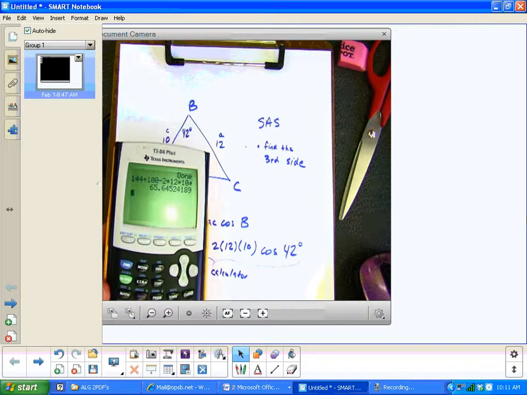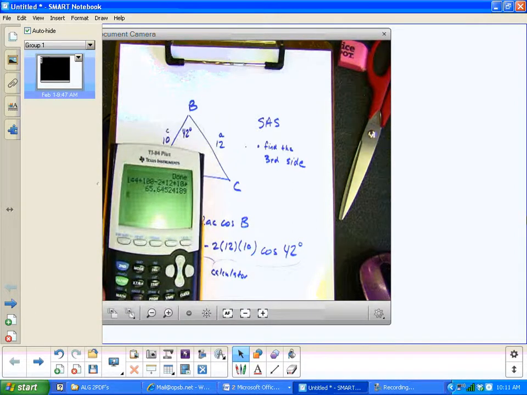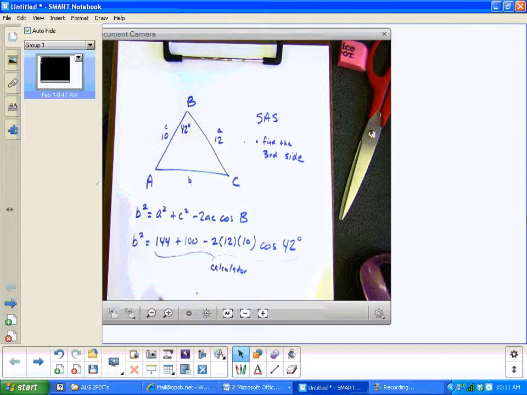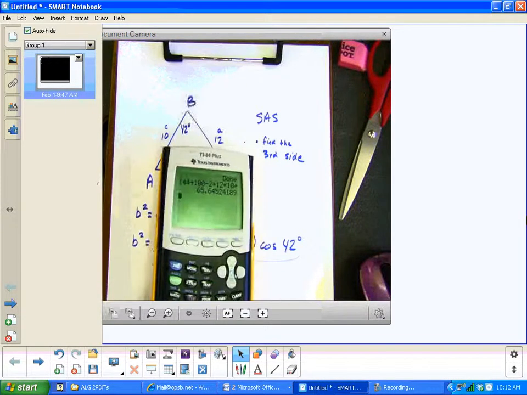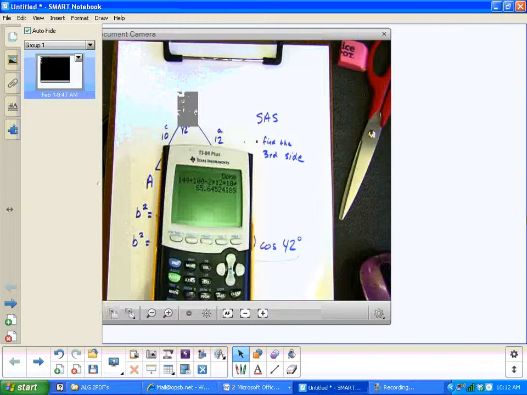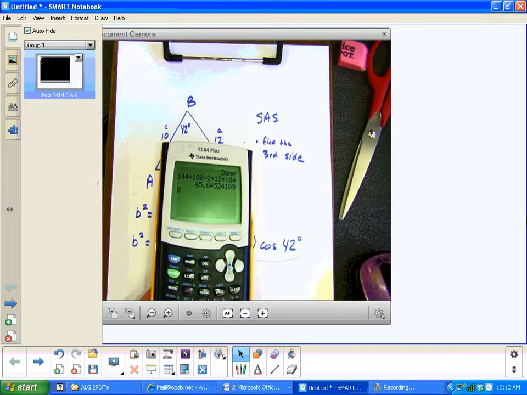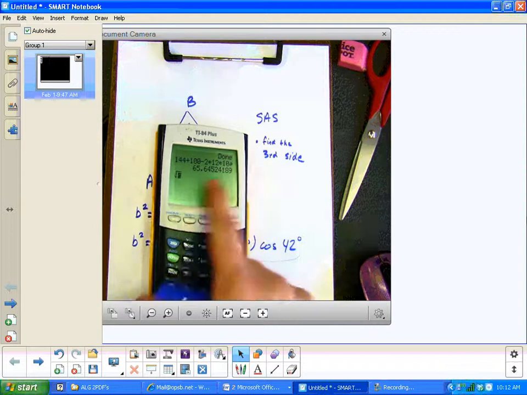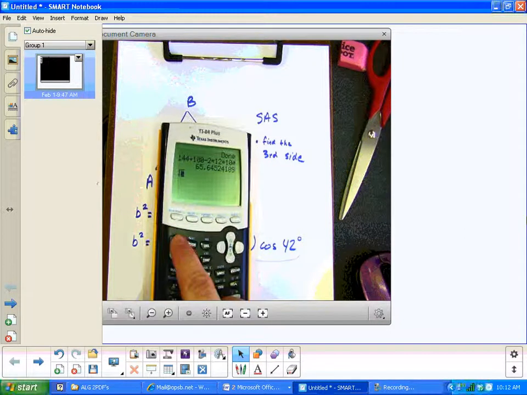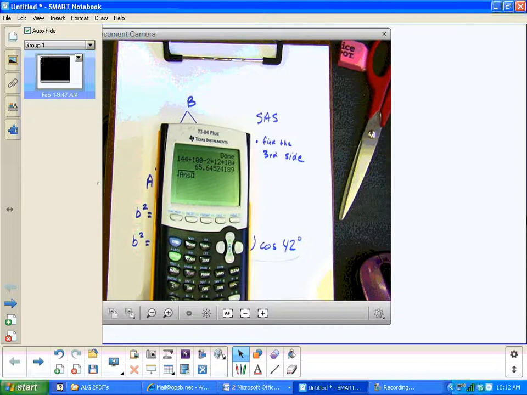Now that's not going to be side b, but instead that is b squared. So if that's b squared, all we have to do is take the square root of that. So square root, and when that square root is 65.6, the square root of all of it, so we use answer, right? Okay, so you should get about 8.1.